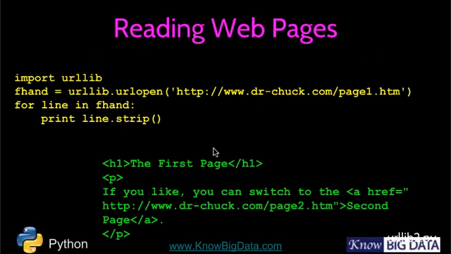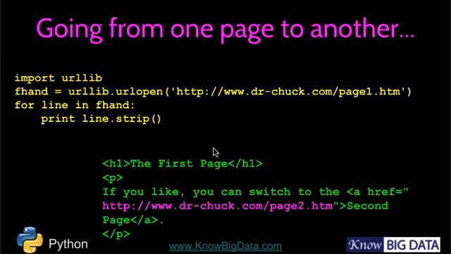Now, if you have got a web page, you can also read it, and the HTML will look like this. Now, if you are writing a crawler, what does it mean by writing a crawler? Crawler means you downloaded a page, then you went to another page, you downloaded that one, and you keep going like this, the way Google does.